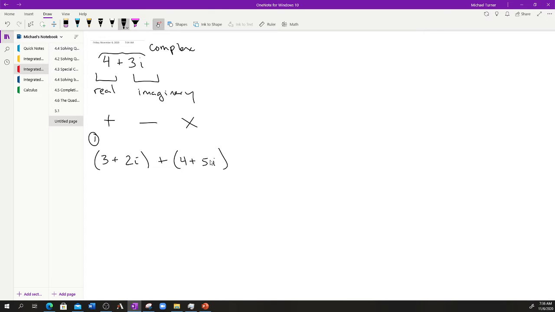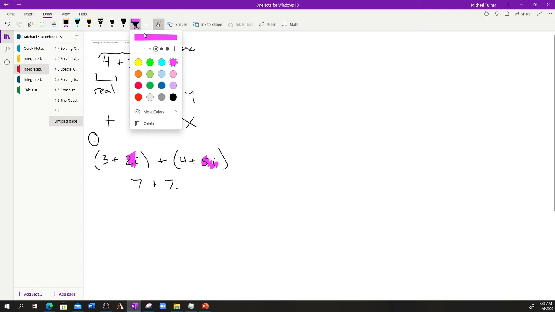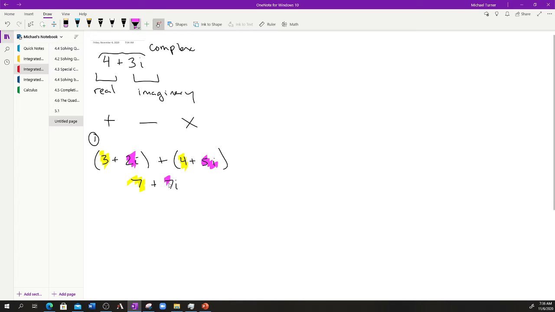So all you have to do to add complex numbers is add the like terms or like parts. So 3 plus 4 would give me 7, and 2 plus 5 would give me 7i. So I'm treating the imaginary parts as like terms, and then I'm treating the real parts as like terms. So 3 plus 4 gave me 7, and 2i plus 5i gave me 7i. That's all you have to do, and that's the majority of your assignment in this 5.2 assignment.